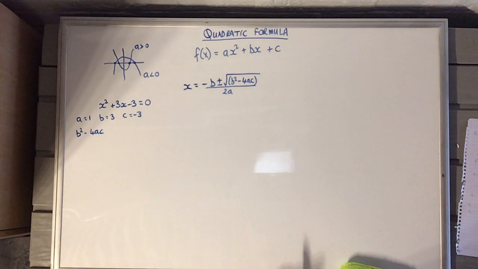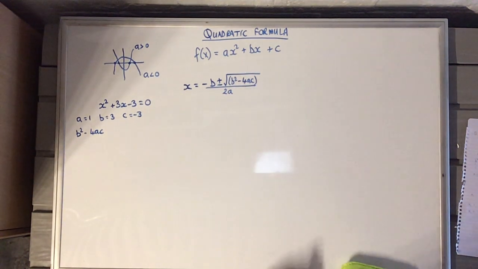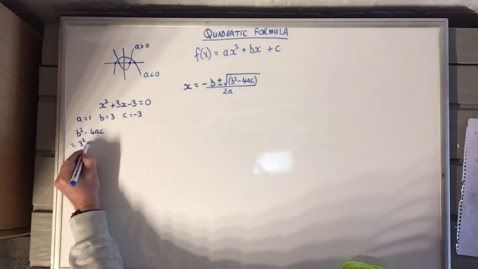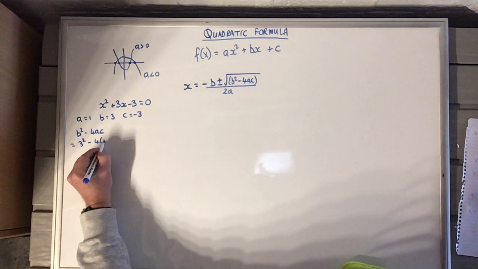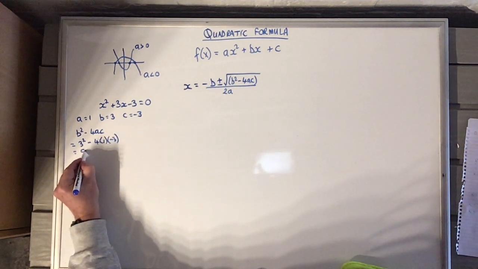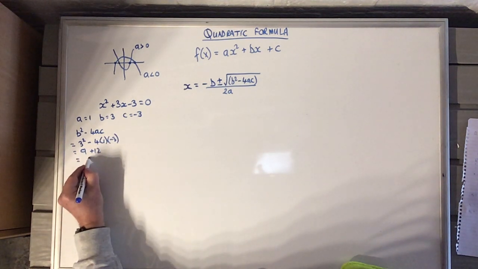So, always a good idea to work out b squared minus 4ac. I just do that separately, and that means when we're writing down the formula we can just put a value in for that wee bit. So my b squared minus 4ac is 3 squared minus 4 times 1 times negative 3. So that's going to be 9 plus 12, which is equal to 21.